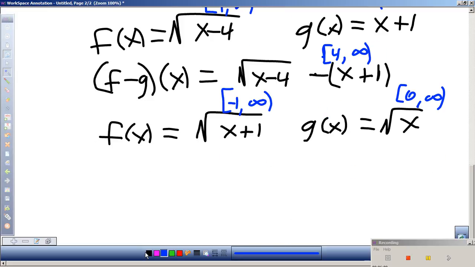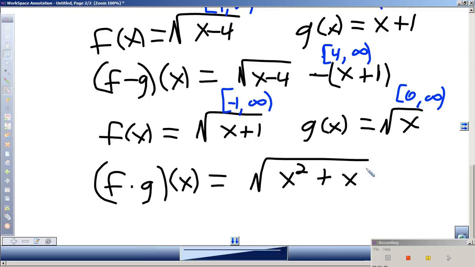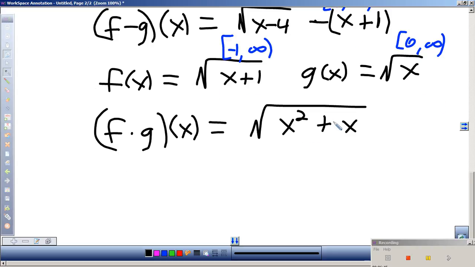Now if we did this, let's say (f times g)(x). What are we going to get? If we're multiplying these together, x squared plus x in the parentheses. No, you can't take an x out. If it was multiplication, we could. With addition here in the middle, we can't. Now the question is, what's the domain of this? 0 to infinity. Okay?